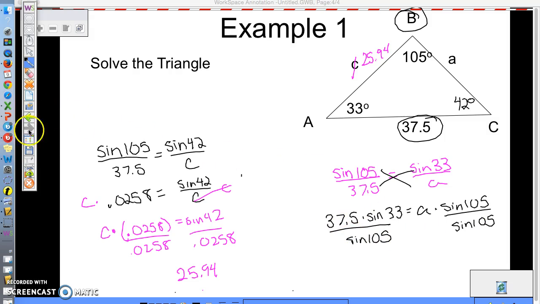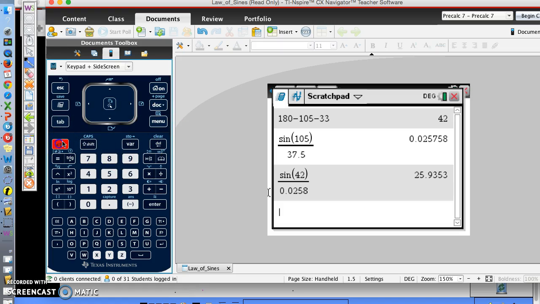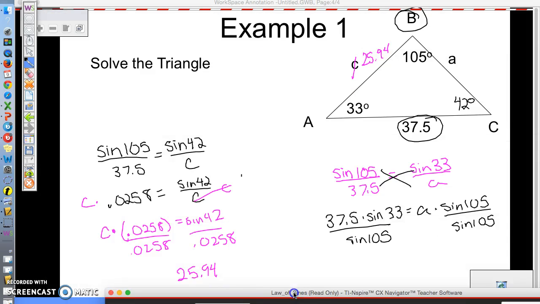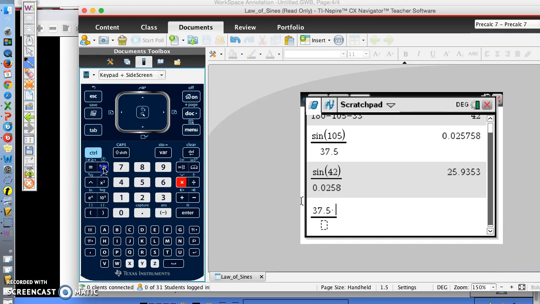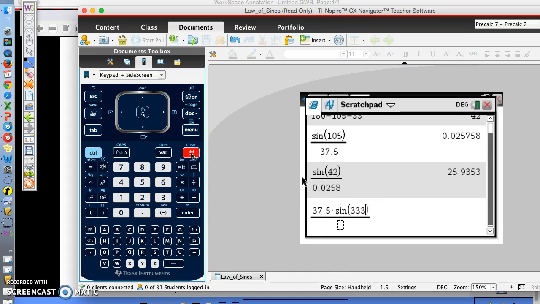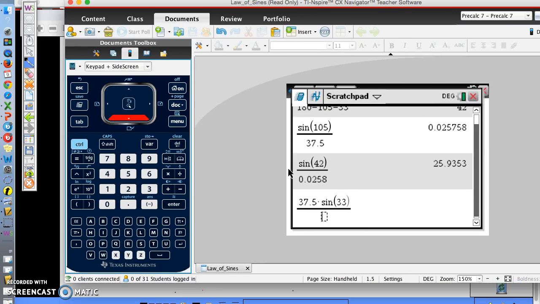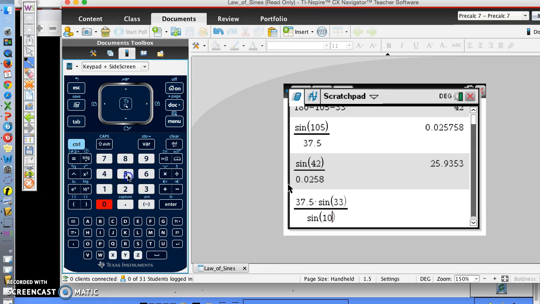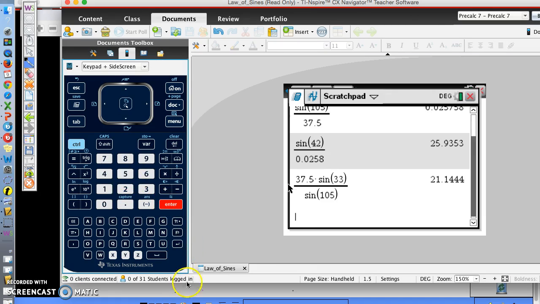And we could type this all in. So we have 37.5 times sine of 33 divided by sine of 105. And we end up with 21.14.